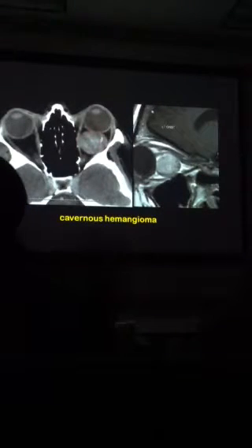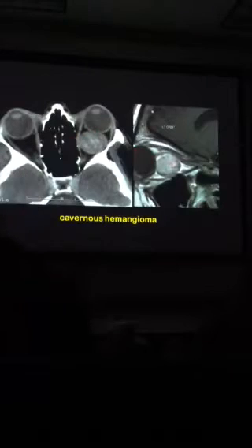Another cavernous hemangioma seen in the axial view. Here's an MRI. In a sagittal view, you can see it right here in the fat. So hemangiomas are not uncommon in the orbit. And those are benign. Gliomas are a little bit different.